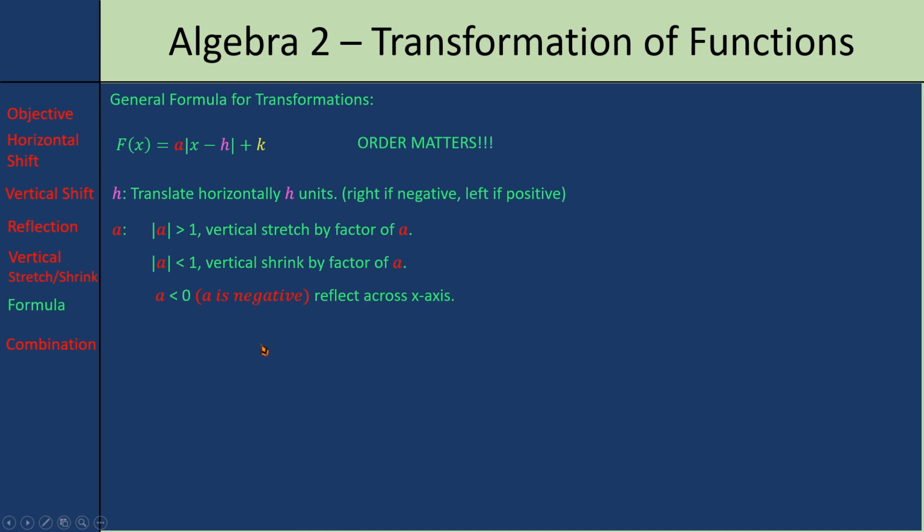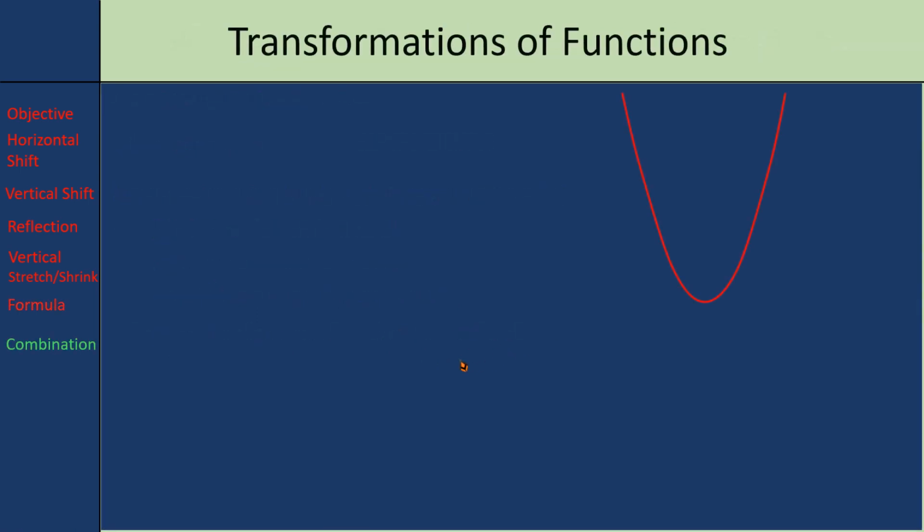And then the last thing you do is you look at the k in the back. K translates the graph vertically, k units. If it's negative, it goes down. If it's positive, it goes up. So put all this together. Okay, so this is the combination of all the transformations that we might have, right?